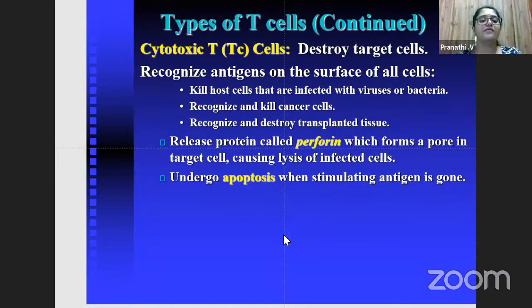Like I told you, we have different types of T cells. We have suppressor T cells, cytotoxic T cells, and helper T cells. TC cells are the cytotoxic T cells, which destroy the target cells, kill the antigens on the surface of all the cells that are present, and then they kill the host cells also. What enzyme is going to be released? It's perforin. So there's a pore in the target cell, and cell lysis happens, because of which apoptosis also takes place.